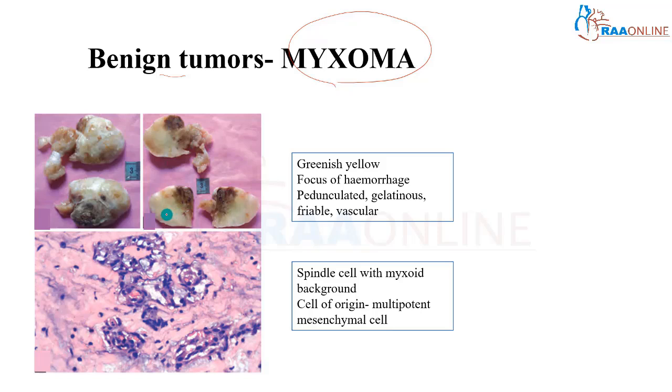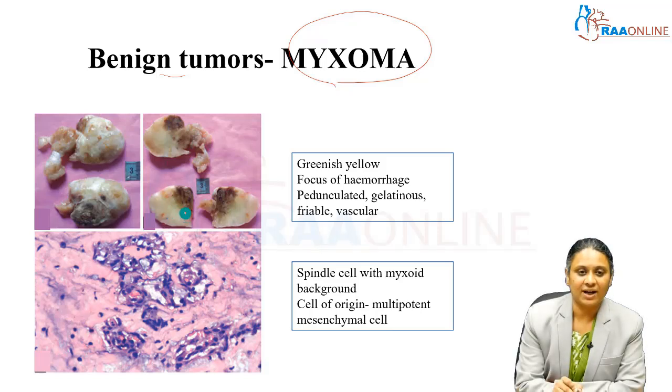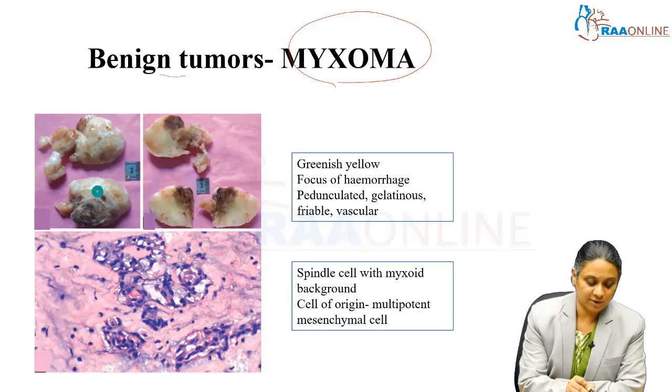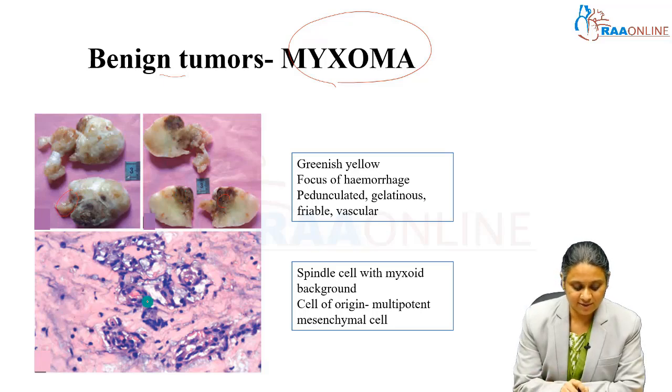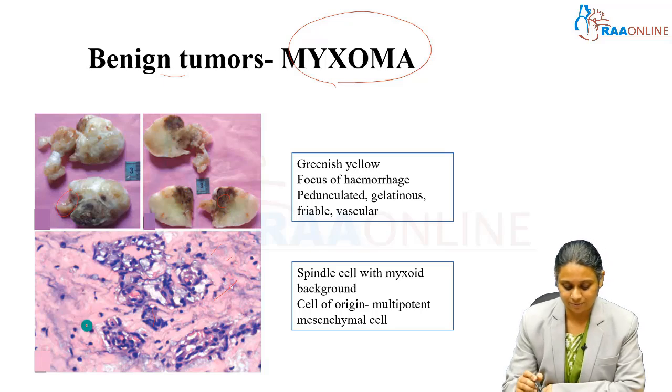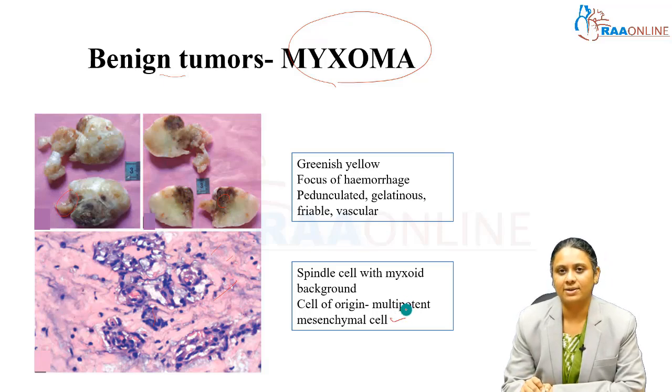As we can see here, it is a greenish yellow gelatinous tumor which is a pedunculated tumor with a stalk with focus of hemorrhage. They are friable and very vascular. So, this is a histopathology showing spindle cells with the myxoid background. The cell of origin is a multipotent mesenchymal cell.